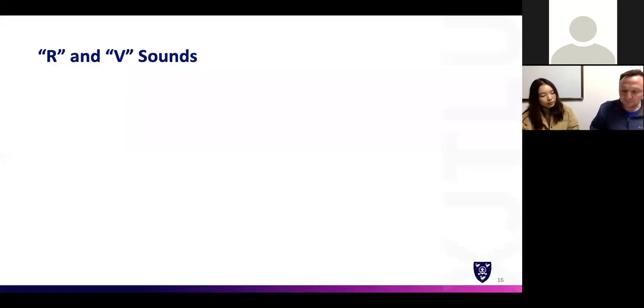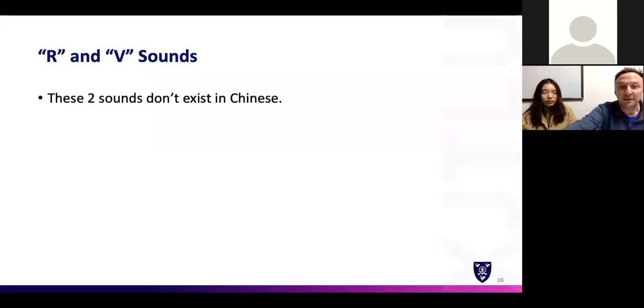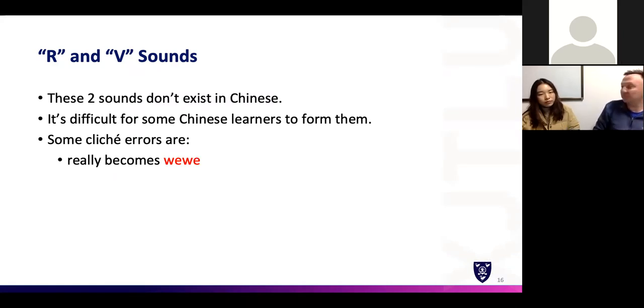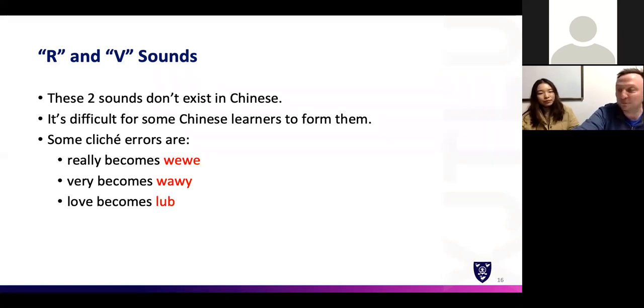Moving on, we've taken some ideas from a blog post by Stevens, which is listed in our references, and this mentions R and V sounds. Again, these two sounds don't exist in Chinese, and it's difficult for some students to form them. Clichéd errors, of course, are "really" becoming "weally," "very" becoming "wery," "love" becoming "wove," "dark" becoming "dack." Again, they're struggling at the phonemic level.